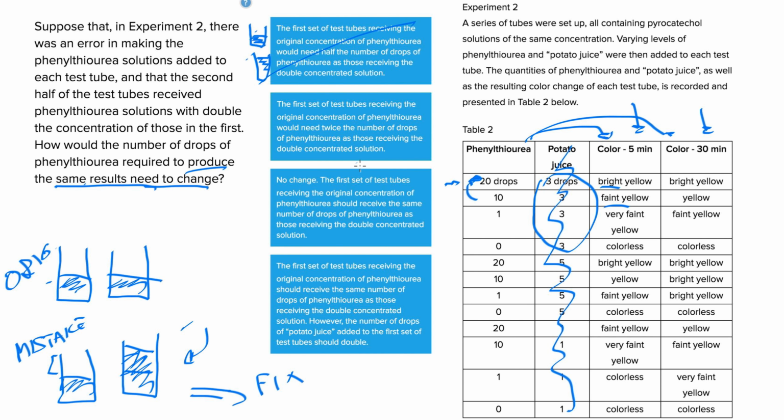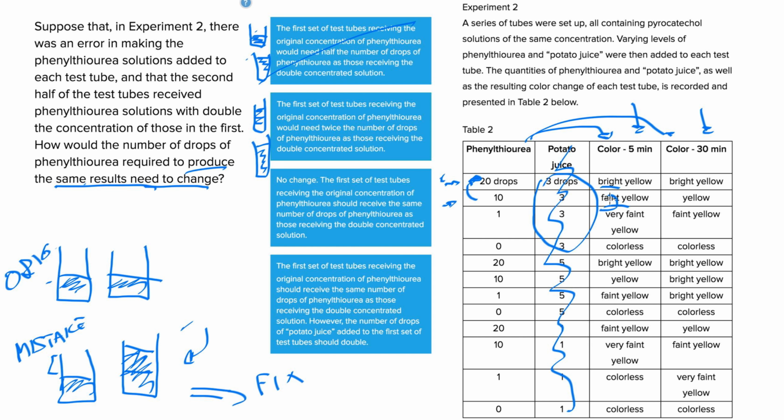Okay, well, what if we also double the one that has the original amount, so we make both of these have some extra phenolketonuria, what would happen? Well, if adding more is going to make things more yellow, what will happen here very likely, if we have the same amount of potato juice, is the now 40 drop phenolketonuria beaker will have an even brighter shade of yellow. So brighter shade of yellow. And the 10, that would now be 20 drops, would just have yellow, or potentially bright yellow.